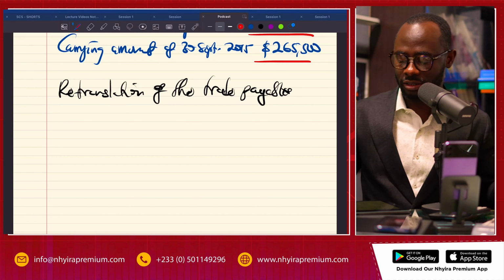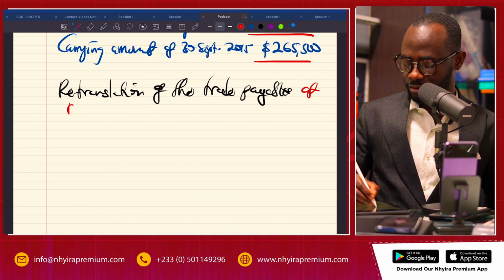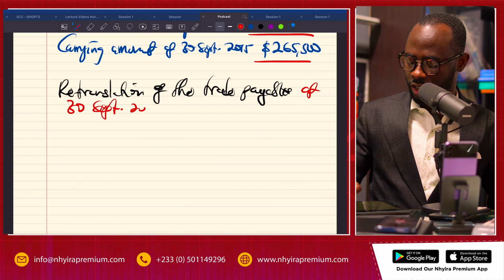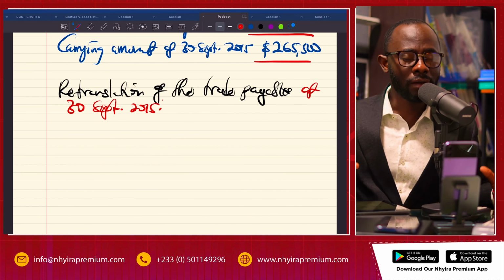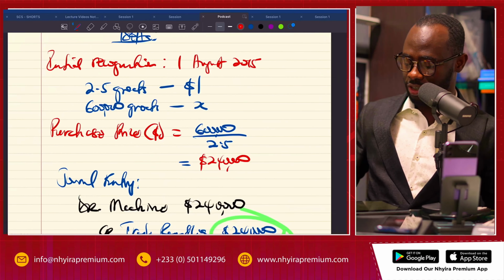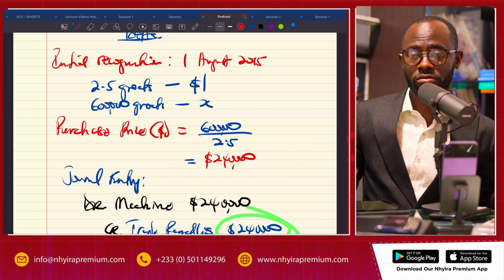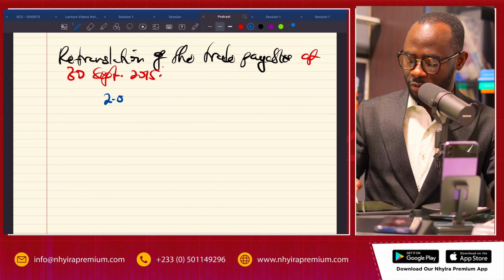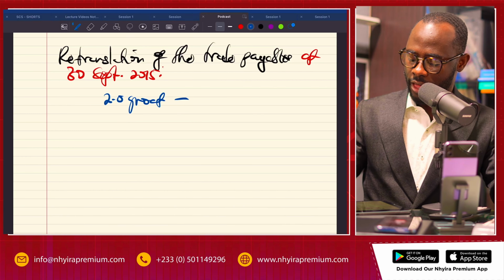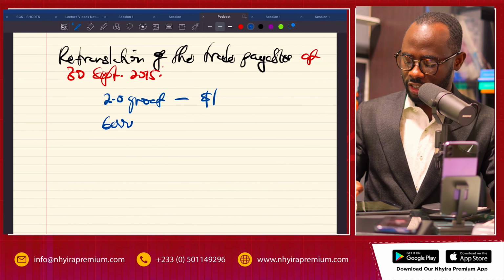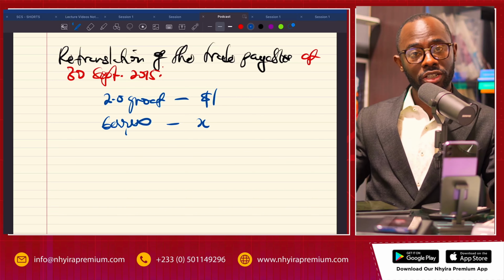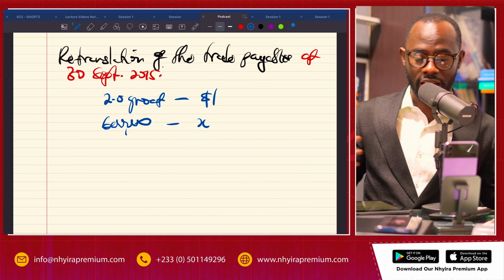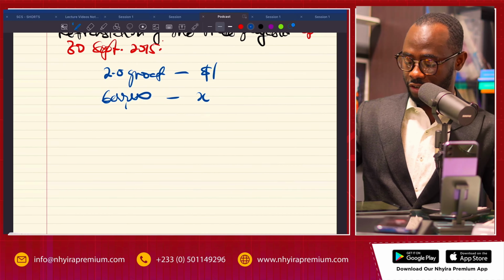So remember, at the reporting date, let me write the date down, 30th September 2015, we still owe them how much? 600,000 groats. So if we are doing the translation now, 2.0 groats is $1. So 600,000 groats will be how much? We now divide by 2 in this particular case to get our answer for the period under review.